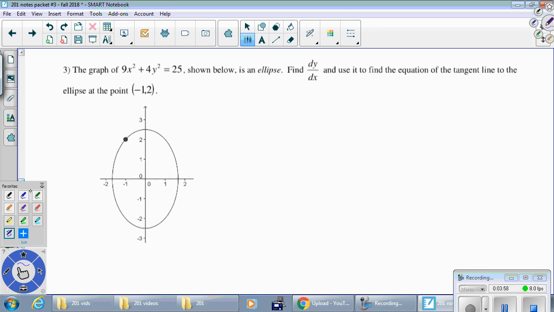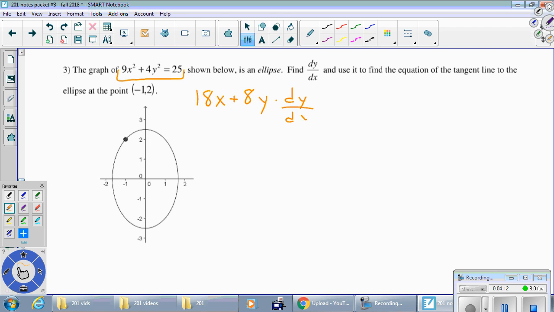Okay, so what we're after here is finding dy dx. That means we do have to solve for dy dx. So let's take a derivative of both sides here. 9x squared becomes 18x. That's ordinary because it's x. Plus 4y squared becomes plus 8y. That's not ordinary. Because it's y, it needs a times dy dx. Don't forget to take the derivative of the right-hand side. It is no longer 25. It is 0. We're taking derivatives of both sides.